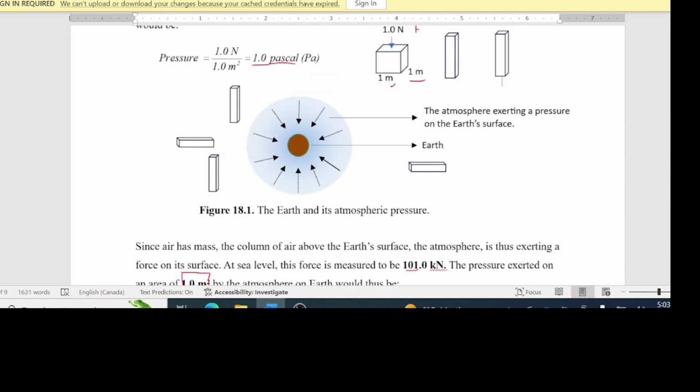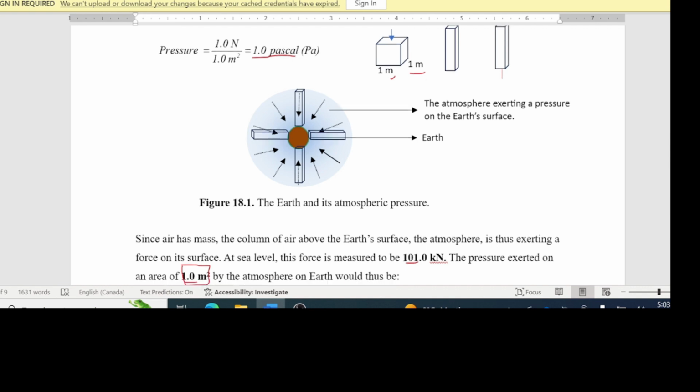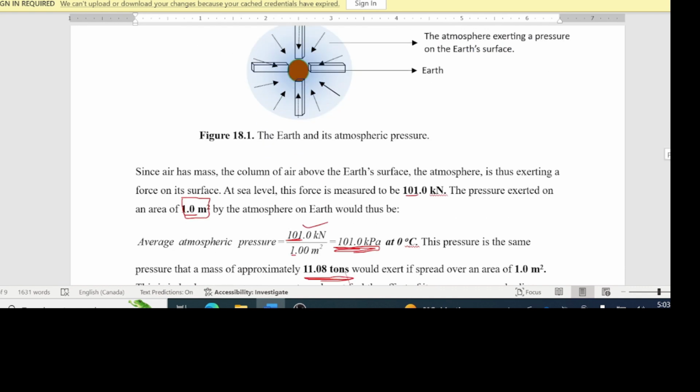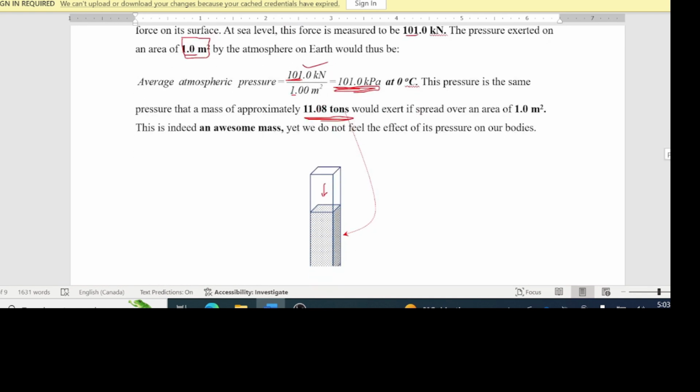At every point on the Earth's surface, we are having the atmosphere pressing down on us with that very high pressure. It is equivalent to having these boxes here, and you put 11.08 tons of mass in it, and it's pressing on the Earth's surface with that force, creating that pressure. Why don't we buckle under that pressure? Why don't we feel this thing squeezing down on us?